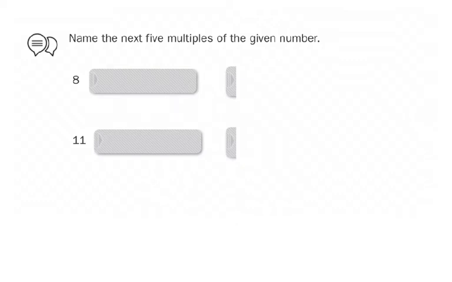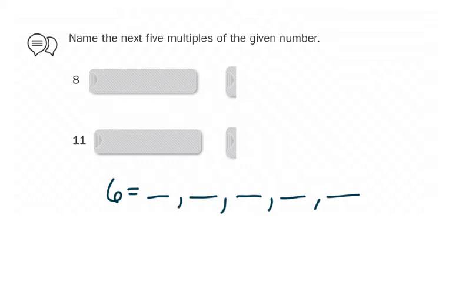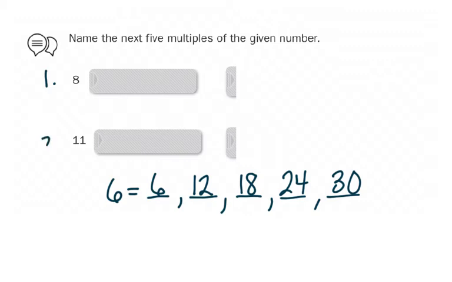We're going to name the first 5 multiples of a given number. Remember, multiples are the answers or the product when you take that number times 1, times 2, and so forth. So, for example, the first 5 multiples of 6 are 6 times 1 is 6, 6 times 2 is 12, 6 times 3 is 18, 6 times 4 is 24, and 30. Would you go ahead and find the first 5 multiples of 8 and 11? Go ahead and pause the video and complete the first part of our warm-up.